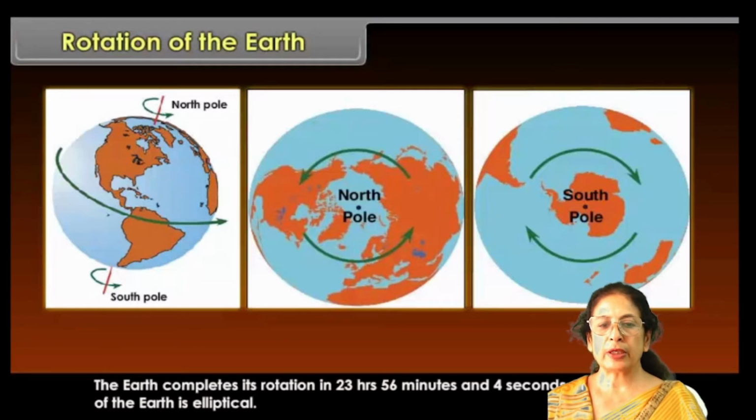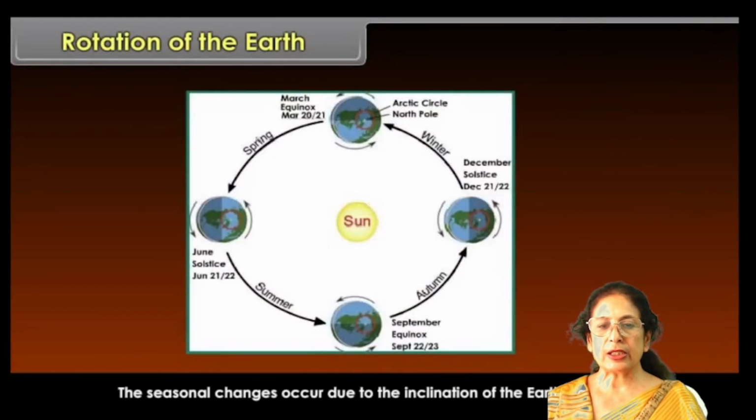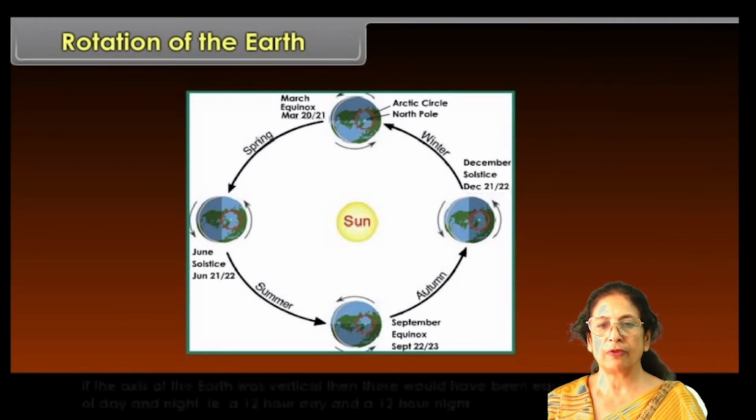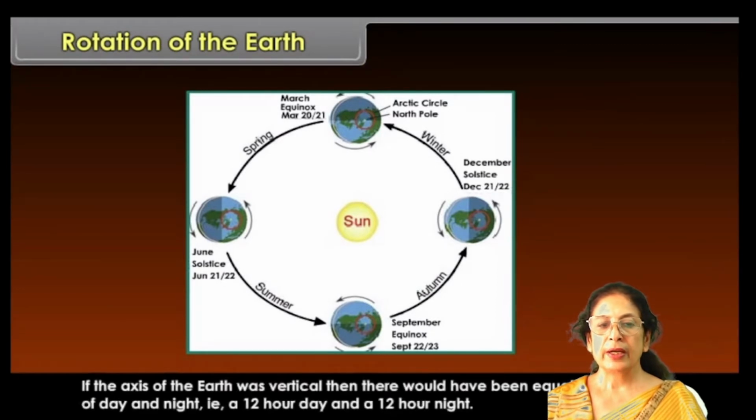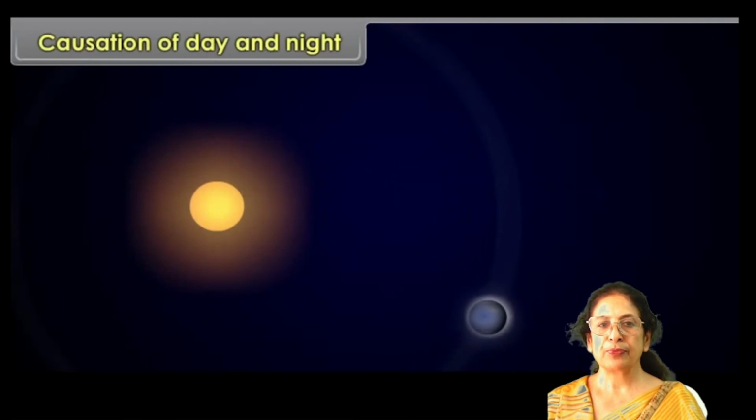The orbit of the earth is elliptical. The seasonal changes occur due to the inclination of the earth's axis. If the axis of the earth was vertical, then there would have been equal duration of day and night, that is a 12-hour day and a 12-hour night.